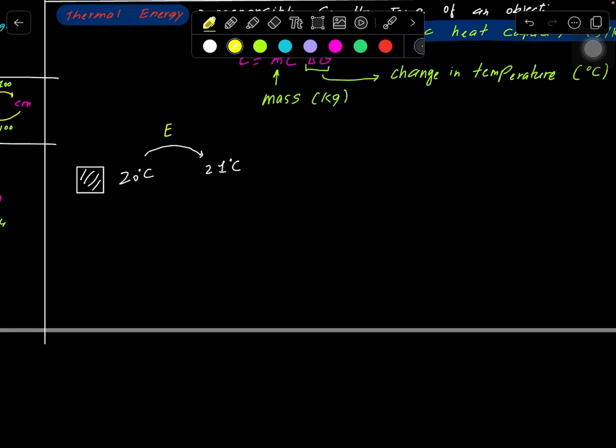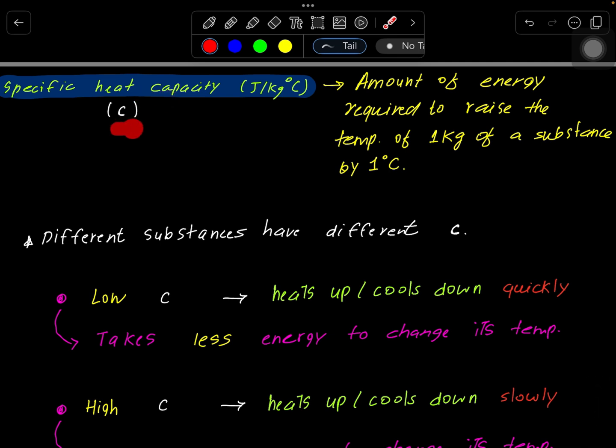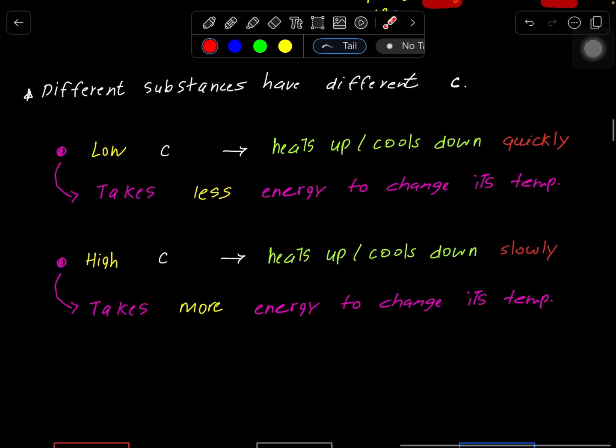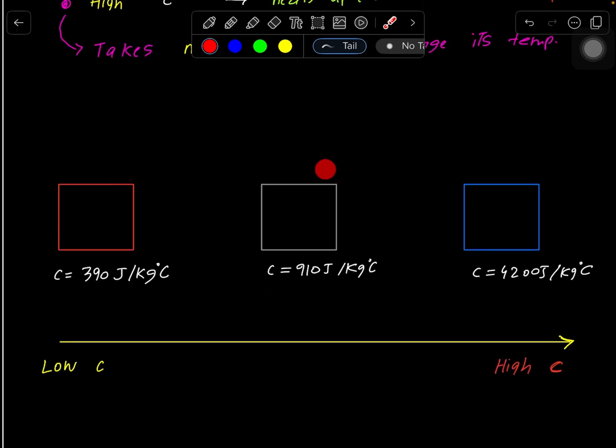For example, a copper block has a specific heat capacity of 390 joules per kilogram degree Celsius, and water has a much higher specific heat capacity of 4,200 joules per kilogram degrees Celsius. So, specific heat capacity, we use the letter lowercase c to denote specific heat capacity, is the amount of energy required to raise the temperature of 1 kilogram of a substance by 1 degree Celsius. Different substances have different specific heat capacities. For example, we have copper, silver, and water here. Copper has a specific heat capacity of 390 joules per kilogram degree Celsius, silver of 910, and water of 4200. As you see, the specific heat capacity increases from copper to water.